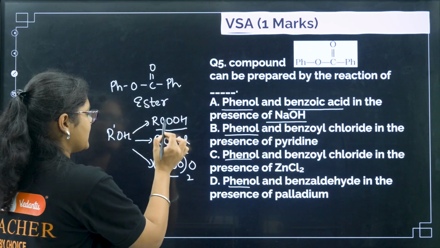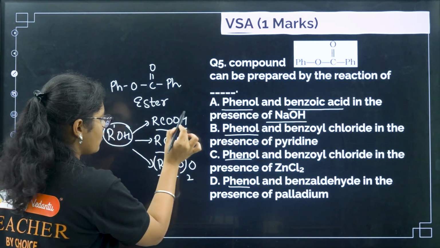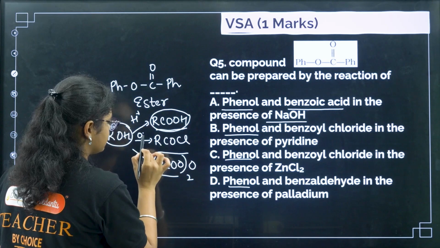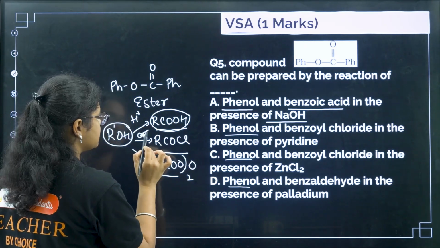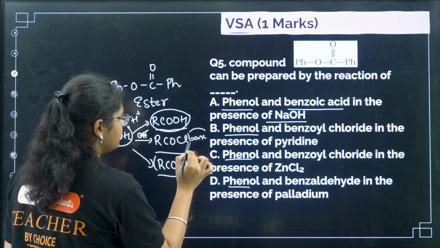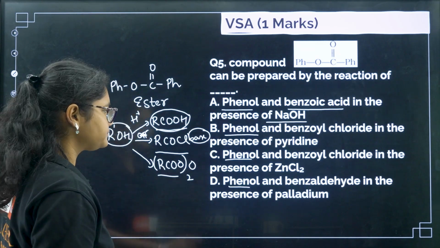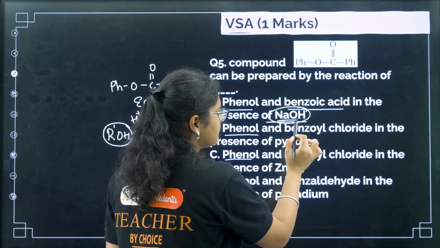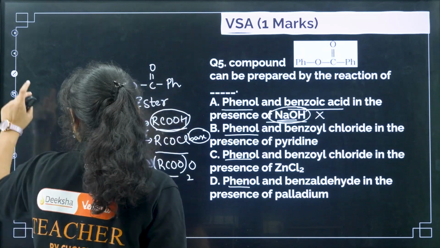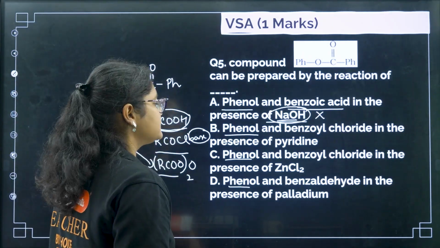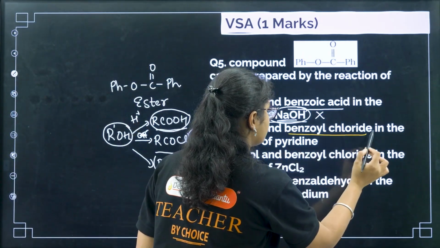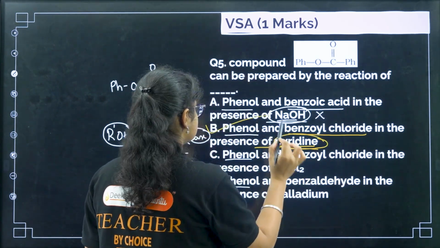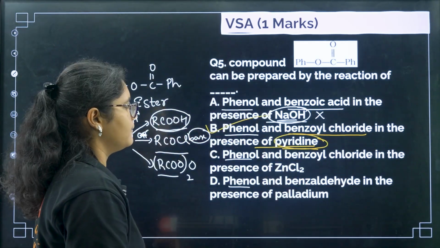No, the reaction of an alcohol with an acid takes place in the acidic medium, and this takes place in the basic medium or in the presence of a base. This requires the presence of a base. So this could have reacted if it were an acidic medium, but here because it is a base, we can eliminate this option. Next, phenol and benzoyl chloride in the presence of pyridine, and pyridine is a very good base. So yes, the correct answer is option B here.